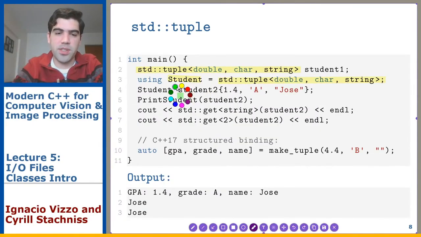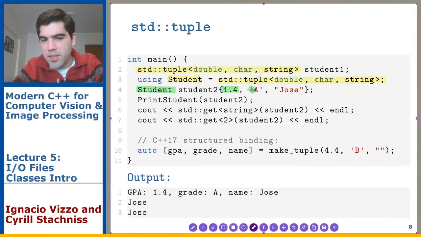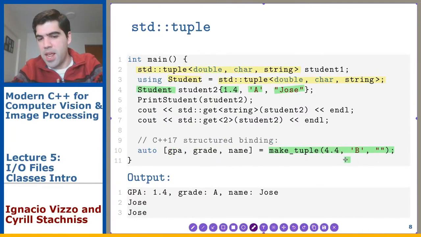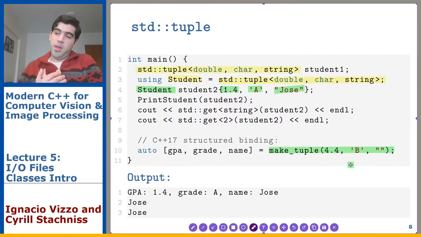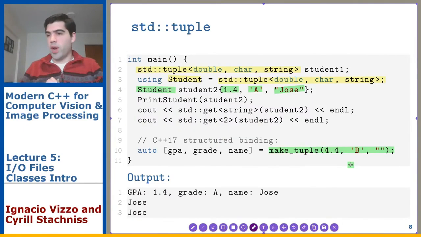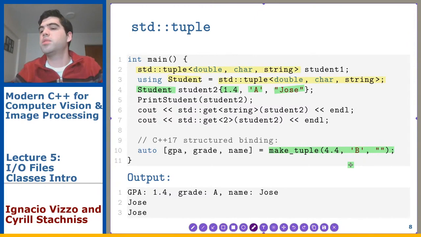In this case, we are saying I will create a student, and this student has this GPA, this grade, and this name, for example. I can also make tuples on the fly with make_tuple, and here I can use structured binding to get the GPA, grade, and name of this particular tuple. As usual, the recommendation is that you write this code down on your computer and try it, and make sure you try to understand all the steps involved.